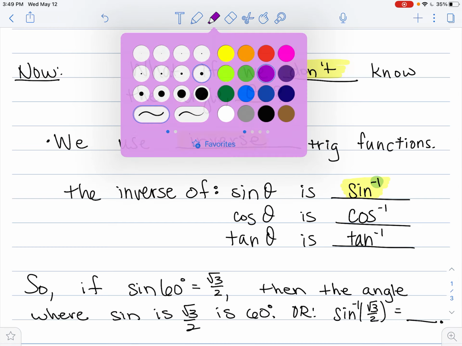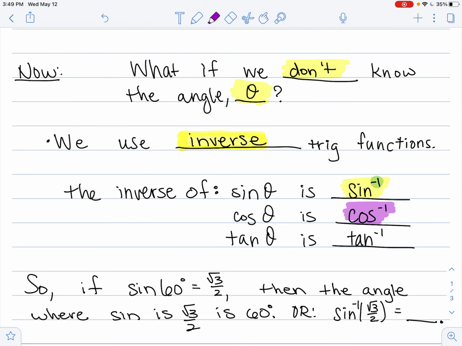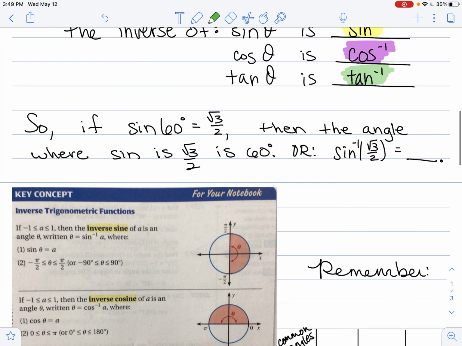tangent. Go ahead and take your highlighters if you need to, and really color this in, make sure it's really in your brain. What we mean by this is, instead of finding the value of a ratio of the trigonometric function of an angle, we would use an inverse to find the angle instead of the value of the angle.